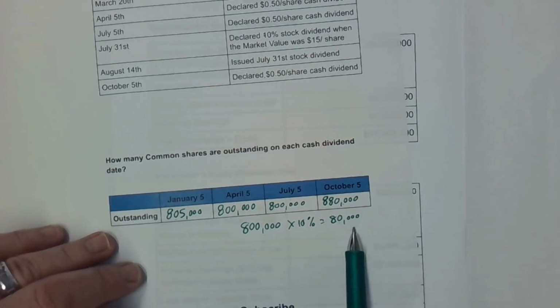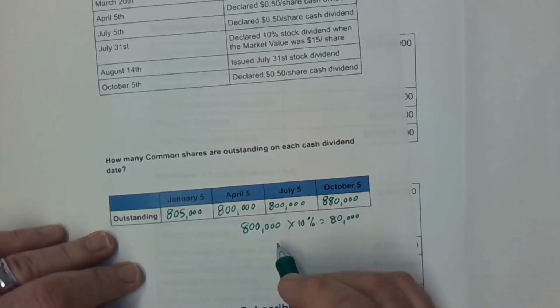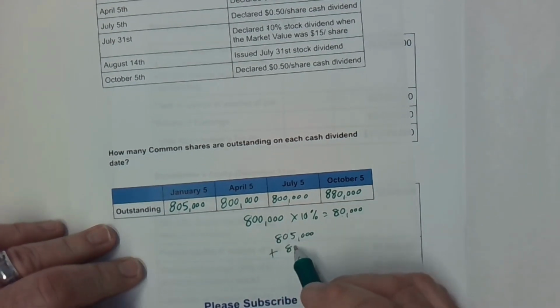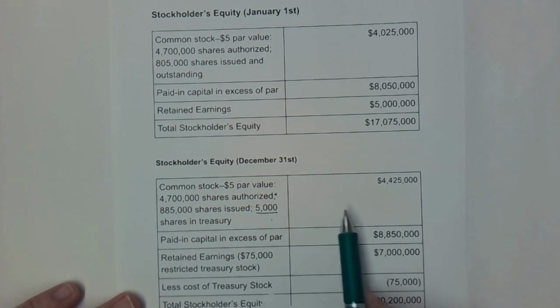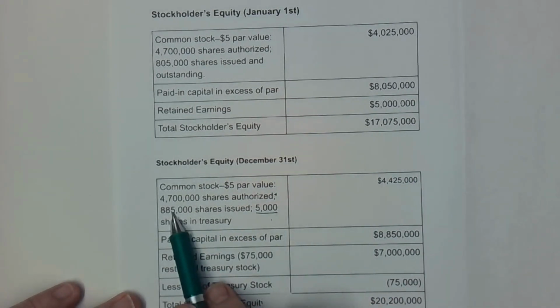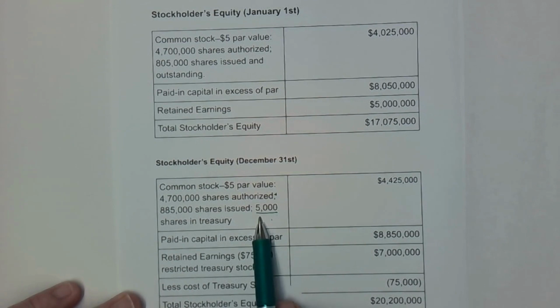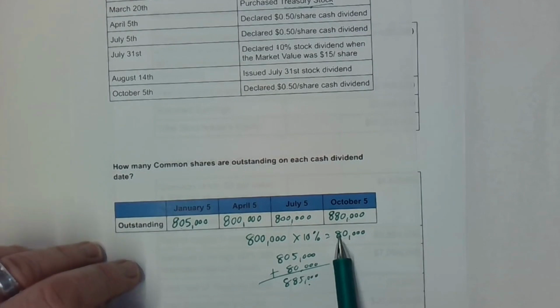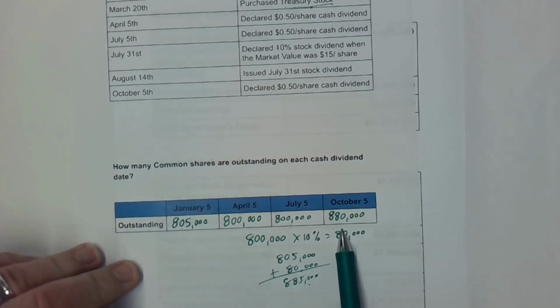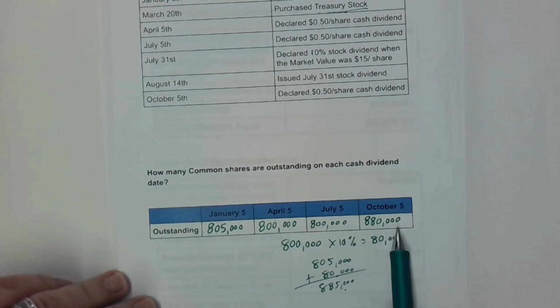Now, we know that there was issued 805,000 shares, right? And we're going to add to that the 80,000 additional. So we have now 885,000 that have been issued. And if you look here at the end of the year, it shows you 885,000 shares issued. However, 5,000 of those shares are back into the Treasury, and that's why we only have 880,000. So that's one other way of looking at it. So that is how you fill out this chart showing the number of shares outstanding.